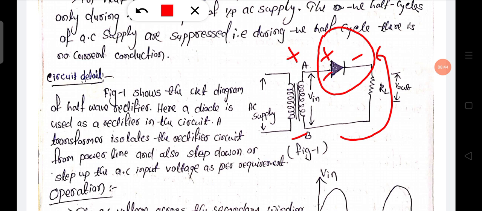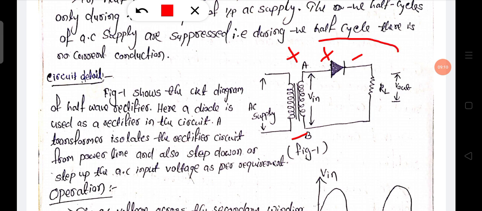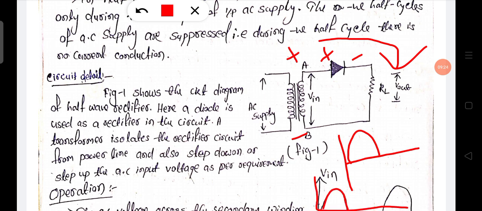Previously we know that if one pole of the diode is connected to positive and the other pole is connected to negative, the diode is forward biased. So here also the diode is forward biased. So current conduction happens, and we can get the output this much. Our input is this, and output is this.